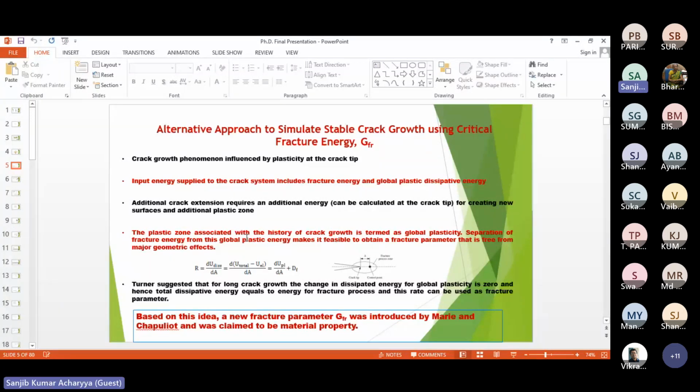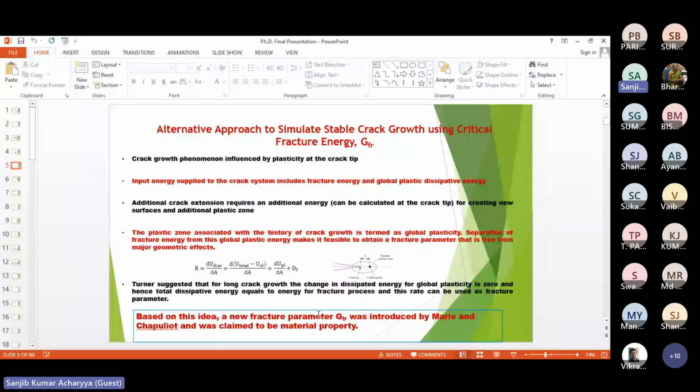If we observe the rate of energy dissipation and term it R, where rate means with respect to area, we can calculate it by subtracting the elastic energy from U total to get the total energy dissipative rate. It is decomposed into two parts, as I told earlier: one responsible for global plasticity and another for the fracture process. Turner initially worked on this area and gave the idea to decompose it into two parts. Based on this idea, a new fracture parameter Gfr was introduced by Marie and Chapuliot. Based on their investigation, they also claimed that this Gfr can be treated as a material property. What I am emphasizing on material property is that they observed it is independent of the constraint level.